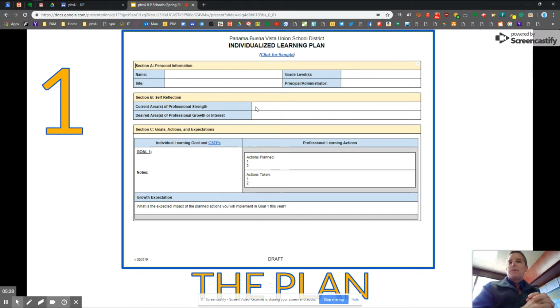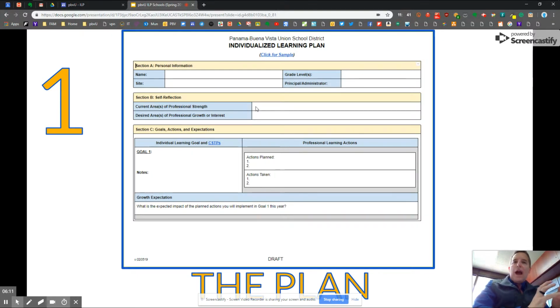So the bigger section that we'll spend a little time on is the goals, the actions, and the expectations, section C. Depending on the timeline of when you turn this back in, you're going to want to look at what is that one goal I have, and that's a broad statement. So it may have to do with my pedagogical practices, specifically with mathematics. It may be focused more on ELD strategies, or maybe on my use of data and common formative assessments. It could be a lot of different things, but it's probably more broad.